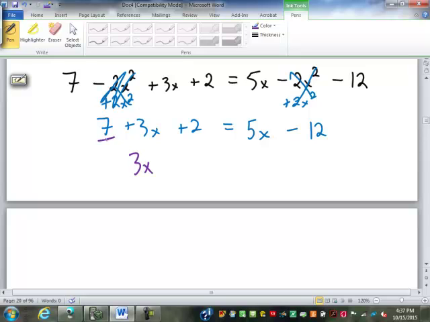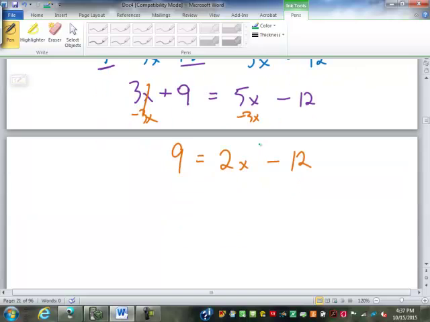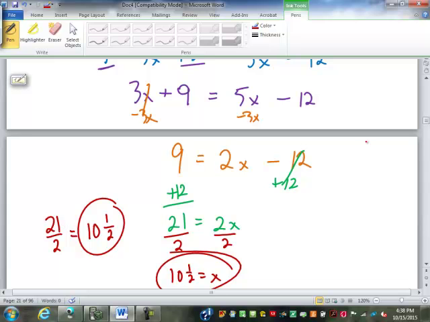Okay, so over here, 7 and 2 make 9. So 3x plus 9 equals 5x minus 12. And then subtract 3x. 9 equals 2x minus 12. And then add 12. 21 equals 2x. And then divide by 2. 10.5 equals x. Again, that's 21 divided by 2. You can write it as just 21 over 2. Goes in there 10 with 1 left over. Any questions?